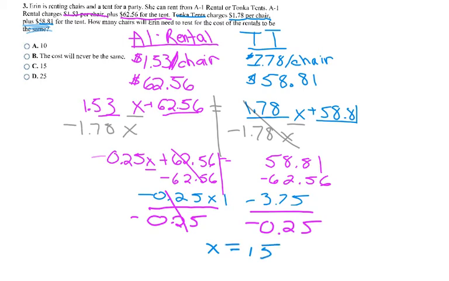So that means if I buy 15 shares in a tent from each company, it's going to end up costing me the same. So that means my final answer here is C.